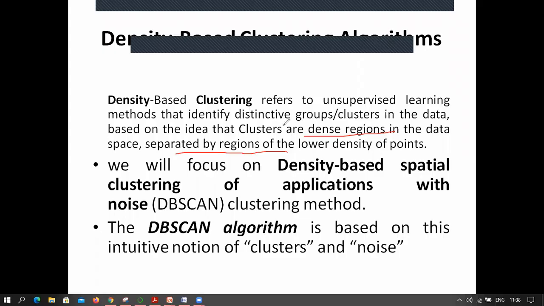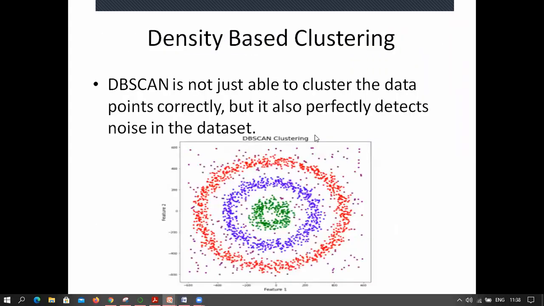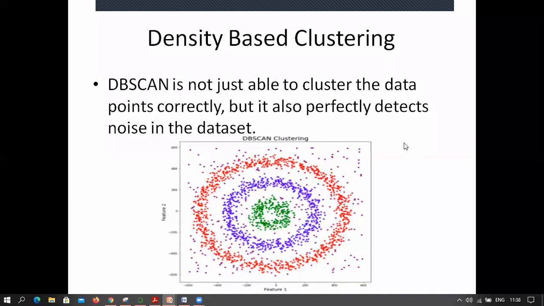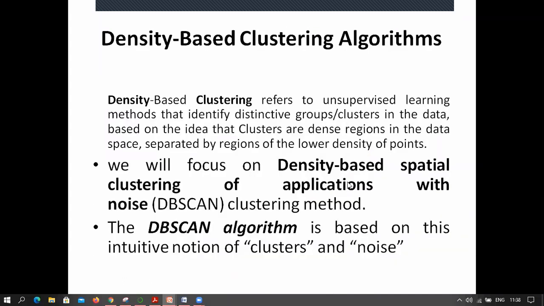So it is based on the idea that clusters are dense regions. Okay, so what's the meaning of the dense regions? Again, go to this. You are having this a cluster. This cluster is having the dense region. This is also having a very dense region, and they are being separated by low density regions, low density of points. Okay, so if you are having such type of data set, then we can use the DBSCAN algorithm.